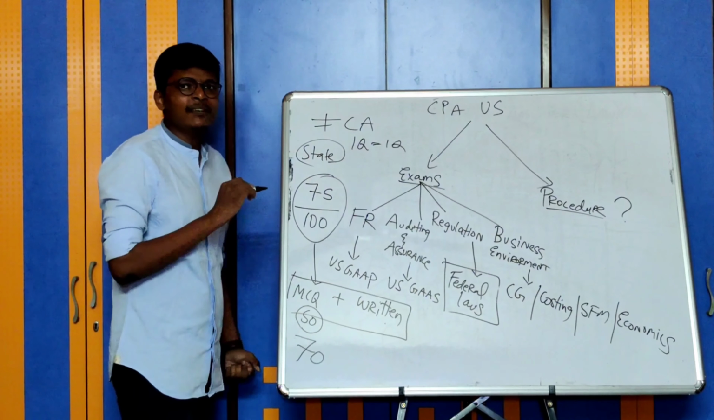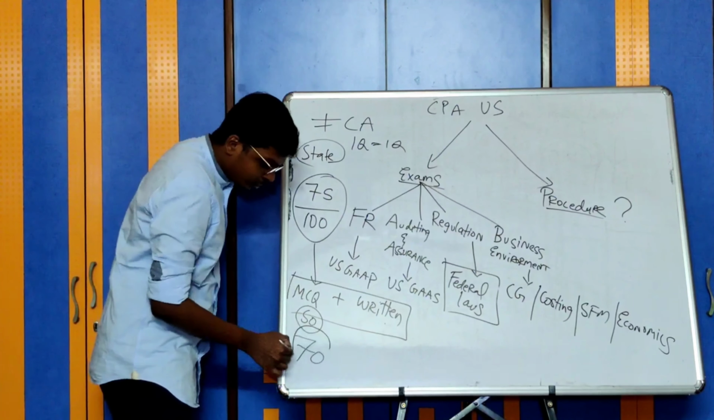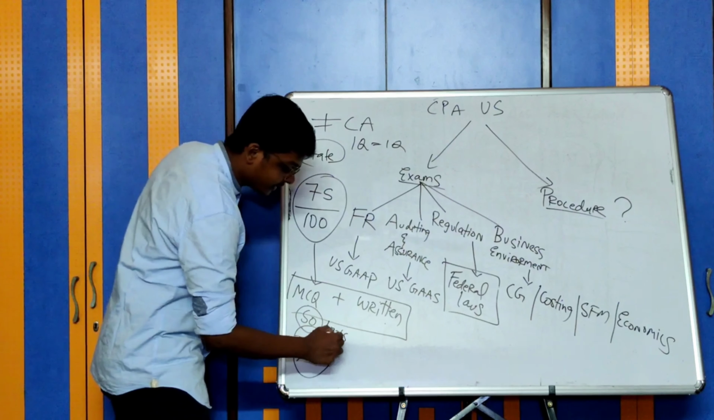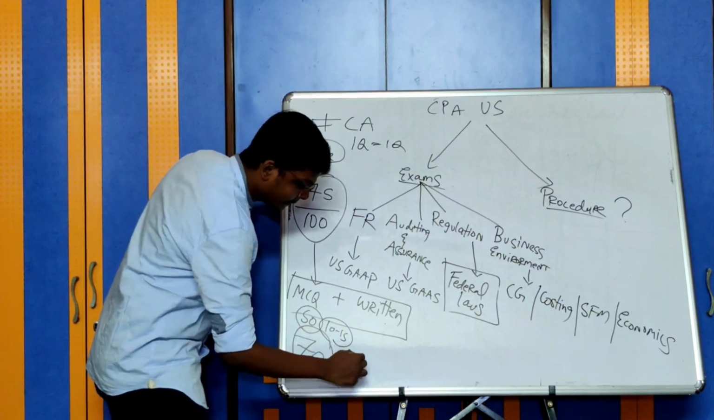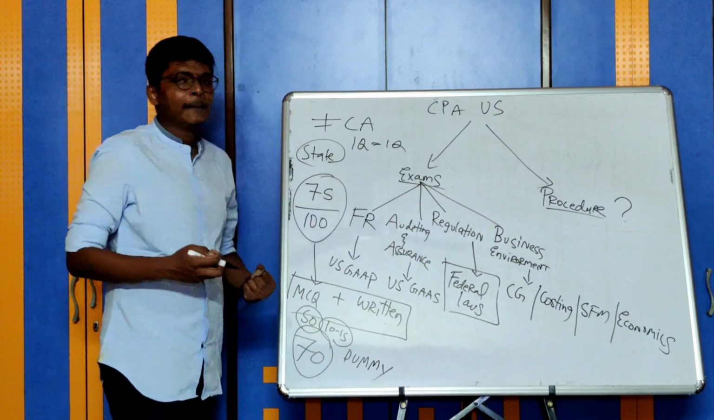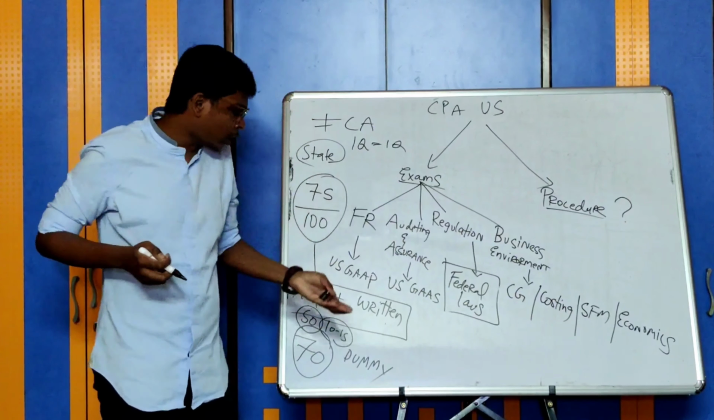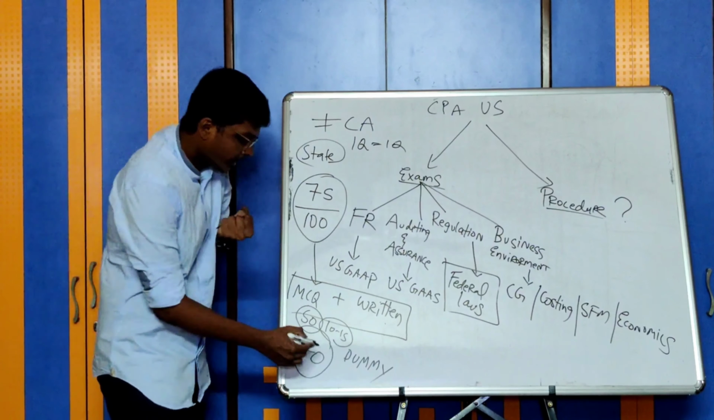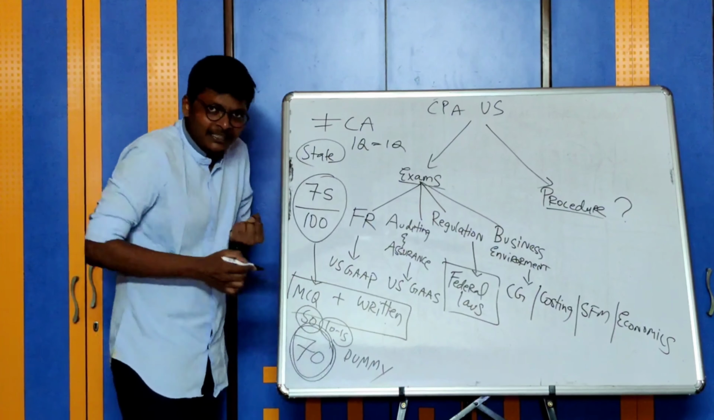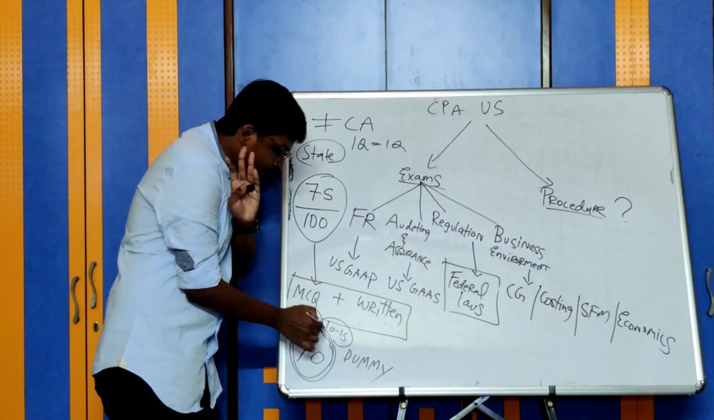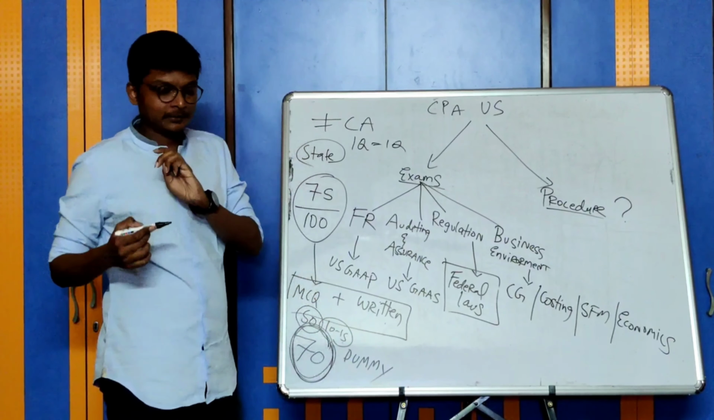Now, a very important thing: out of the total 70 MCQs, around 10 to 15 MCQs will be dummy MCQs, meaning they will not carry any marks. Whether it's correct or wrong will not be counted in your evaluation. But of the total 70, we will not know which is dummy and which is real. So you need to attempt all the 70.